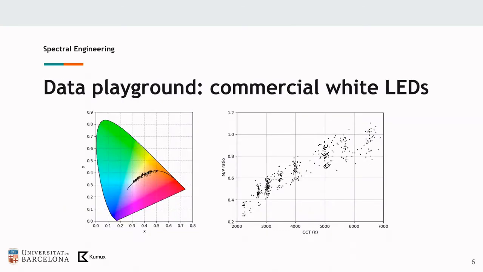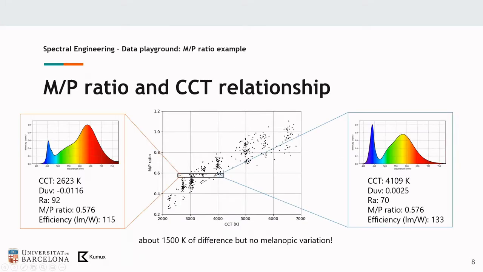To see the relationship between the MP ratio and the CCT, at Kumux we have analyzed over 1,000 LEDs, and here we can see the white ones in the CIE 1931 colorimetric diagram and the position of every LED on the MP ratio versus CCT chart. If there was a relationship between these 2 parameters, this point cloud would be a straight line.